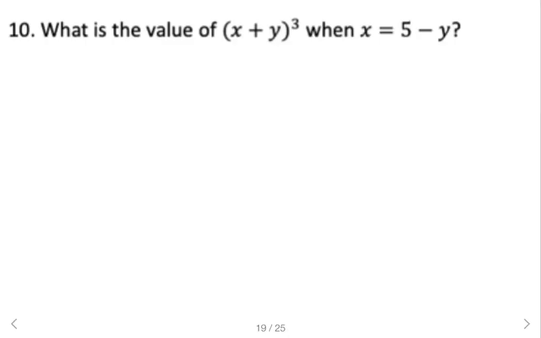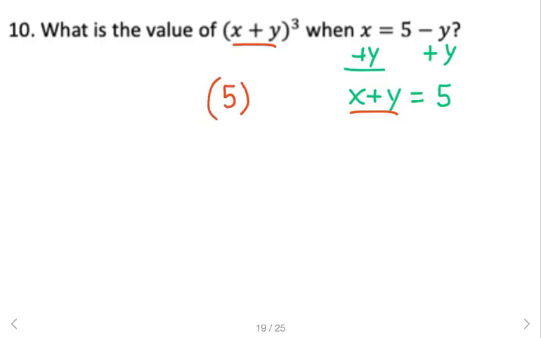This time we're told to find the value of the expression x plus y in parentheses cubed. And then we have this equation to go with. Well, I don't know what x or y is, but I can add y to each side. They're not like terms, but it gives us this expression x plus y equal to 5. I have x plus y right there, so I can replace one with the other. So we can say it's x plus y, that's the same as 5. And 5 cubed is 5 times 5 times 5. 5 times 5 is 25 times 5, 125.